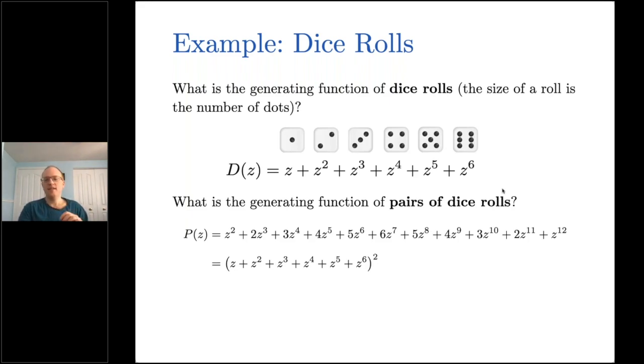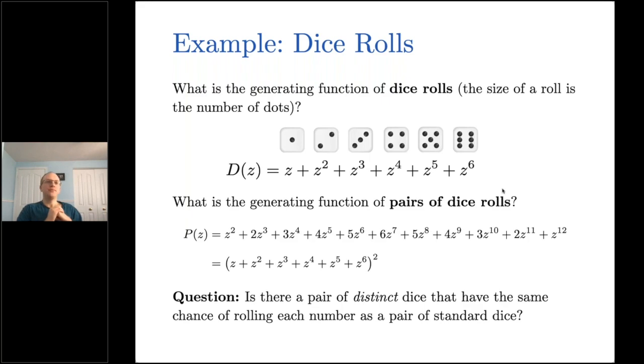Now, what I want to ask is this interesting question. Is there a pair of distinct dice? So different dice, now you have different numbers on the sides, but they're still positive integers. And you can have repeated sides, and they can be larger than 6. But the dice are different. And the chance that you roll any number when you roll this pair of dice is the same as the chance you get that number when you roll a standard pair of dice. So it's an interesting question. You can think about it. Generating functions actually turns out to give a really beautiful way of answering this question.